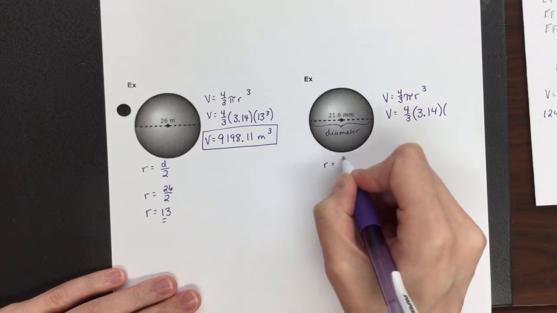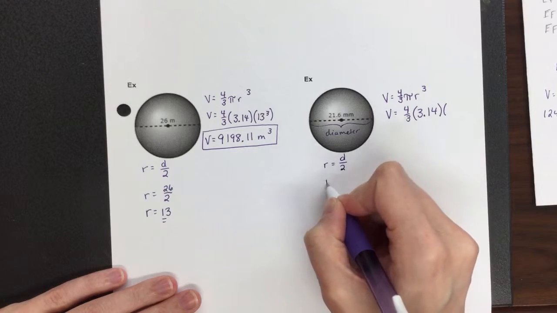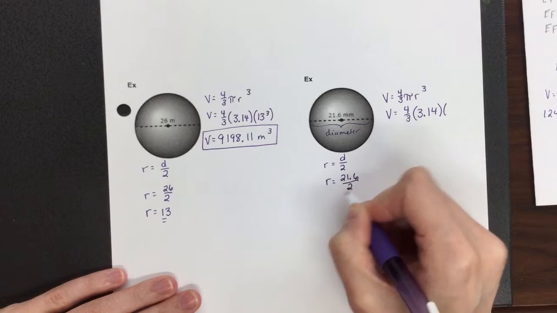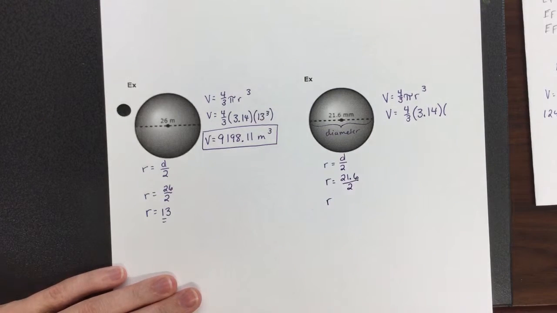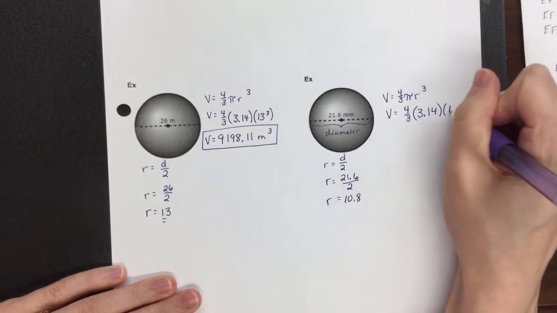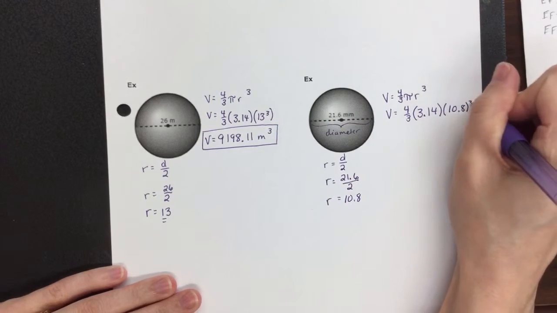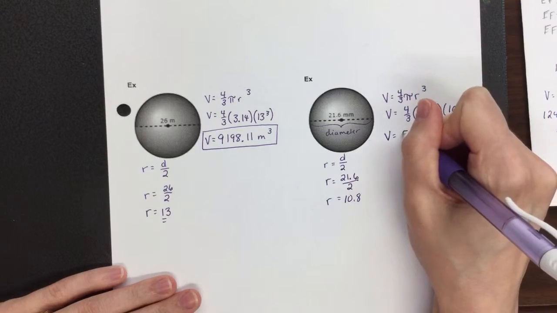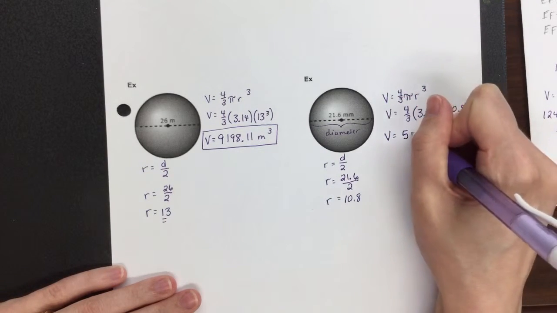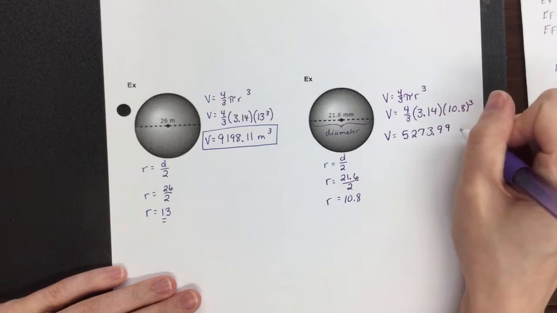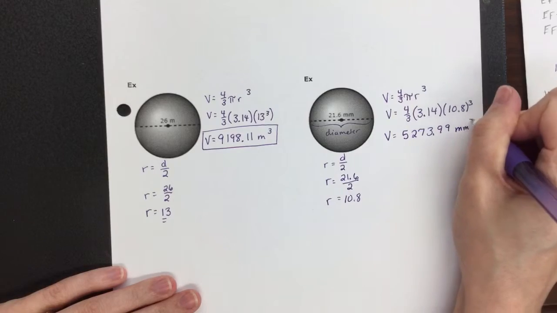So to get the radius, you take the diameter, divide it by 2. So radius is going to be equal to 21.6 divided by 2. And that's going to give you 10.8. So plug in 10.8 here, cube it. So volume is going to be equal to 5,273.99 millimeters cubed.